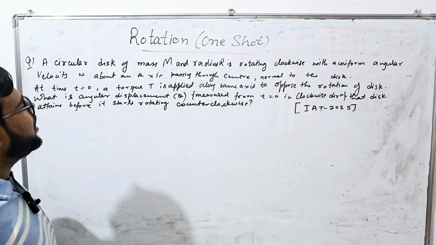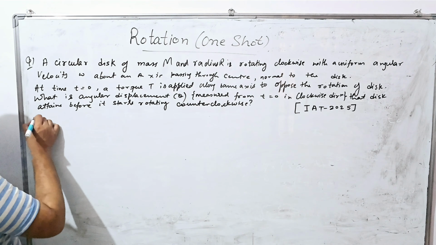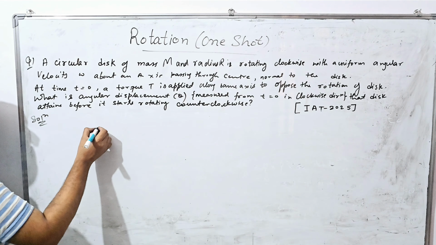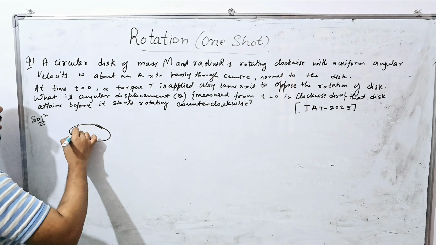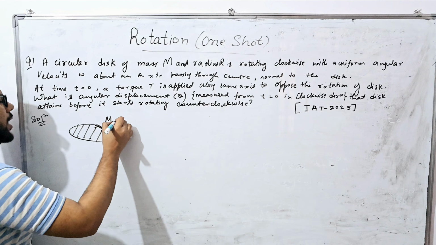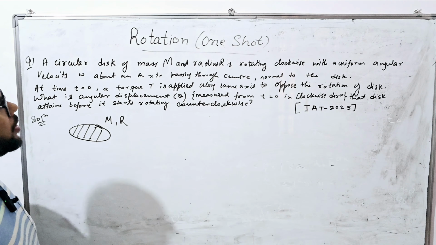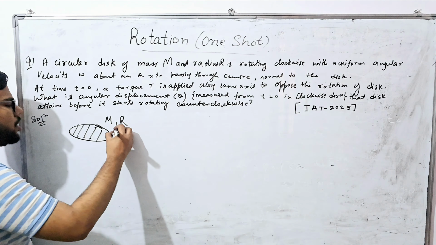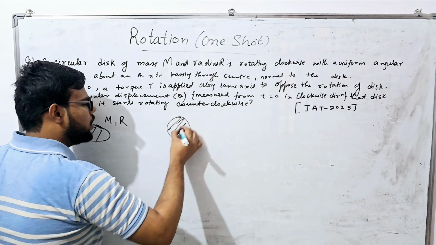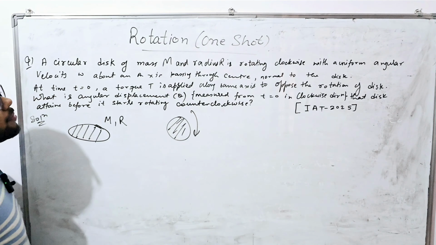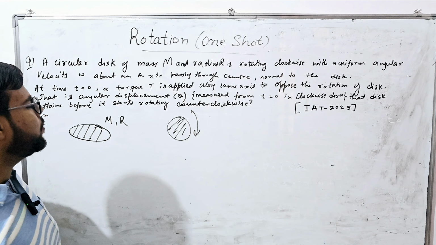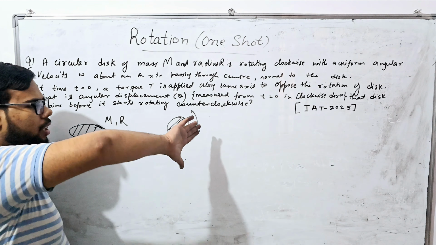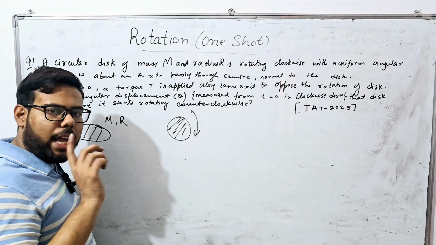A circular disk of mass m and radius r. So you are given a circular disk of mass m and radius r, which is rotating clockwise with uniform angular velocity omega, right? Now if it is rotating clockwise, then what is the direction of angular velocity?